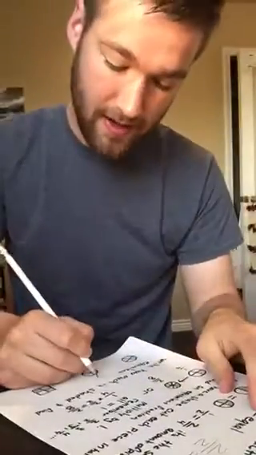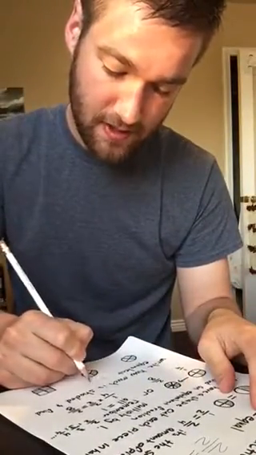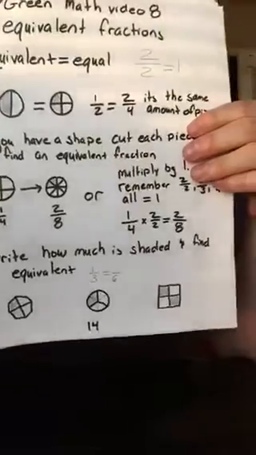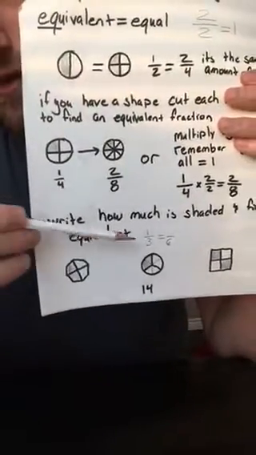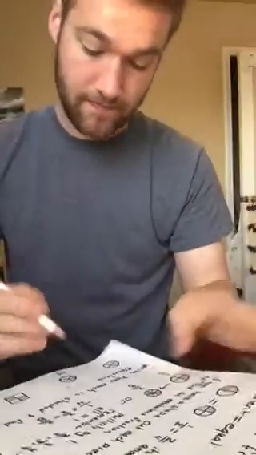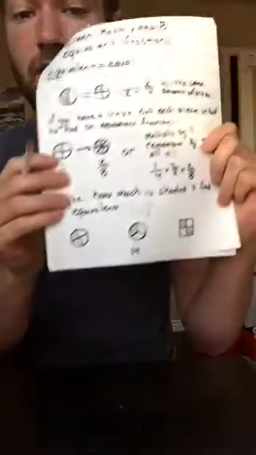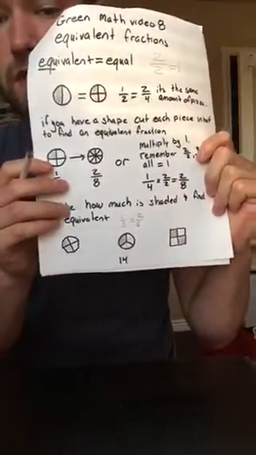So 6 is my bottom number, right? I've got 6 parts in the whole, or it's my denominator. Remember, denominator for bottom. And then how many pieces are shaded? There is 1, 2 that are shaded. So 2 over 6. 2 is my numerator, right? Number 1. If you're number 1, you're on top. So we could say that 1/3 is equal to 2 over 6.